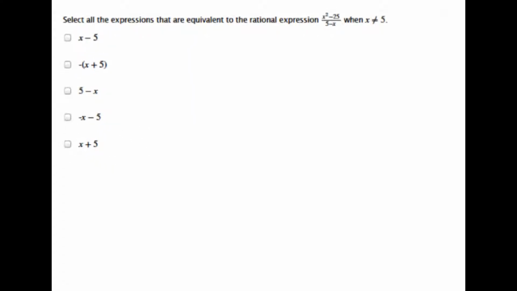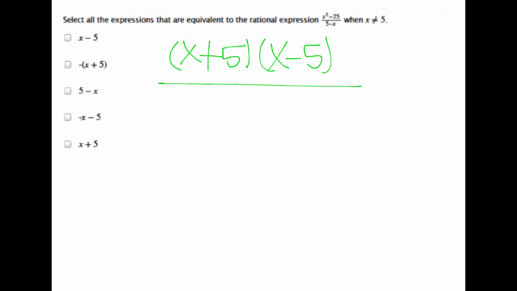Select all the expressions that are equivalent to the rational expression. What I would do first is I would factor it. So the factors are x plus 5, x minus 5, over 5 minus x. This right here is just trying to remind you, like, x can't be 5 because it would make it undefined.